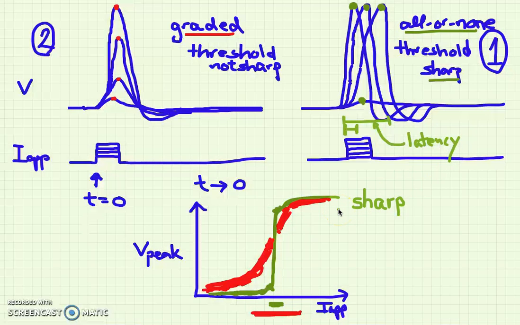So the actual dynamical reason why these two types of responses are observed will come up in future lectures. But you may as well now begin to associate the phrase type 1 with all or none responses and sharp thresholds and the possibility of increasing latencies, meaning slow dynamics, and the type 2 responses with graded responses and thresholds that are not as sharp.